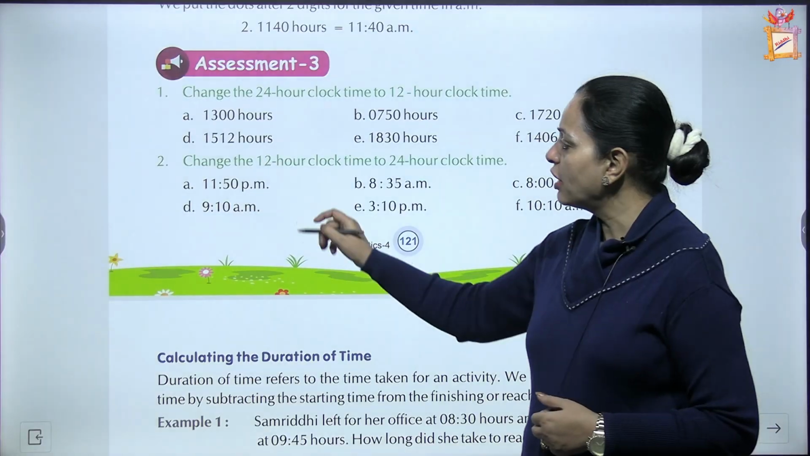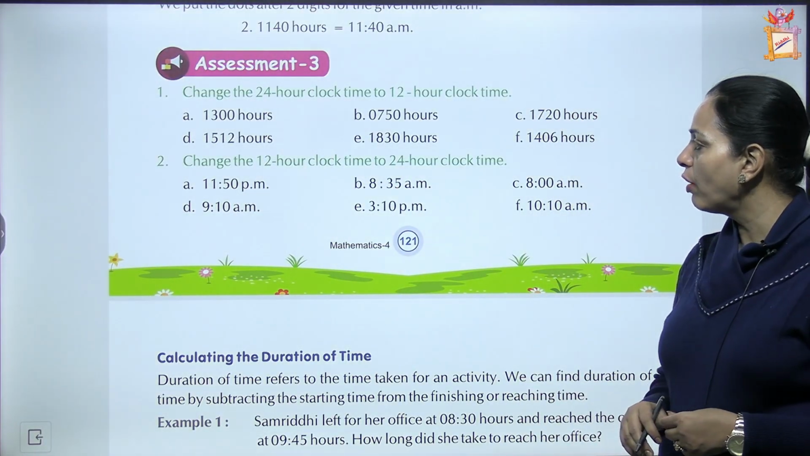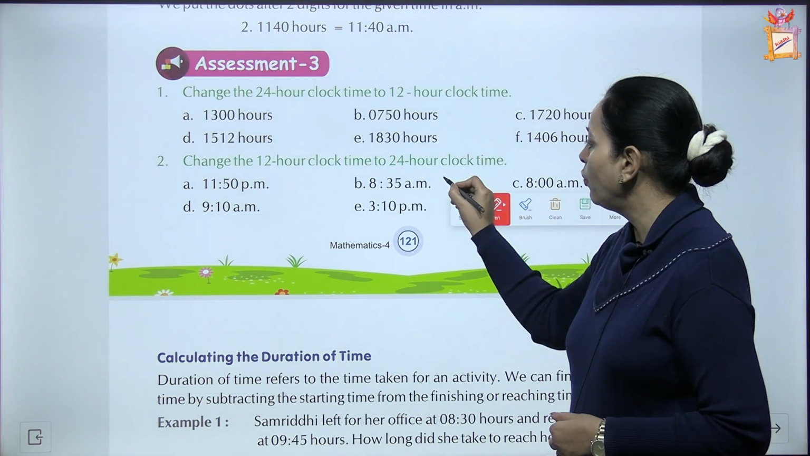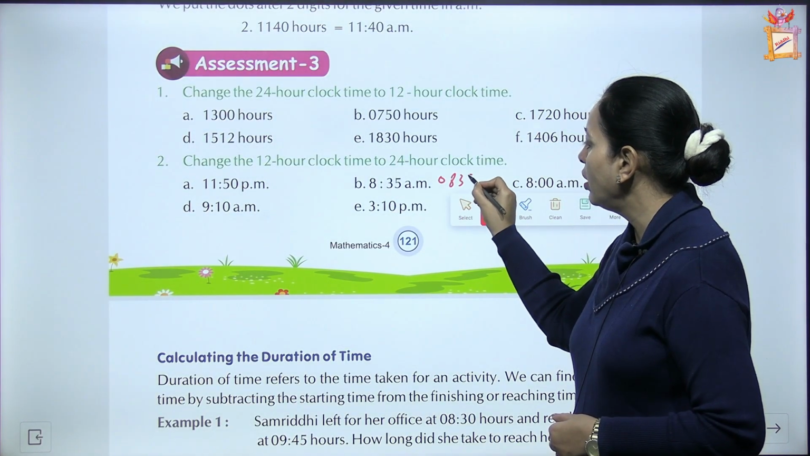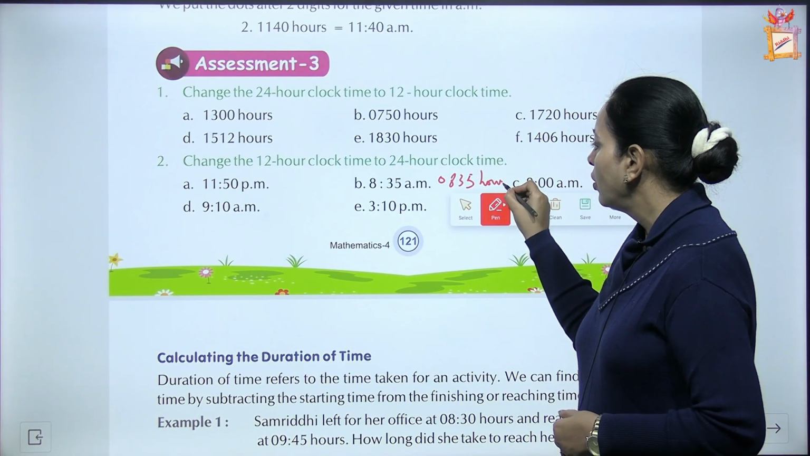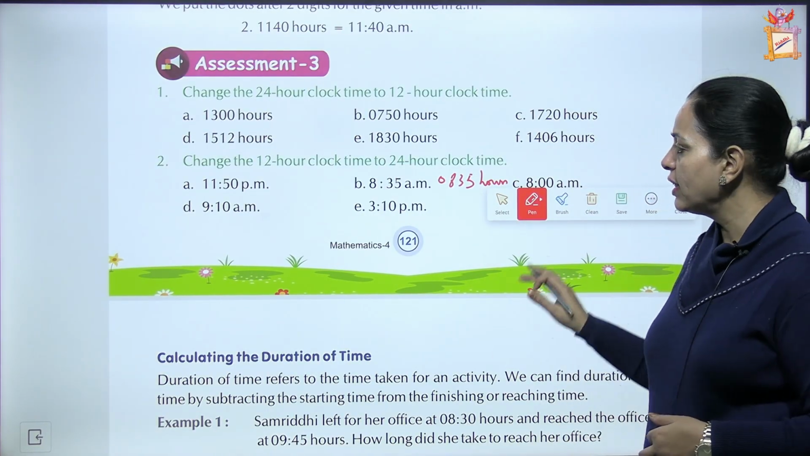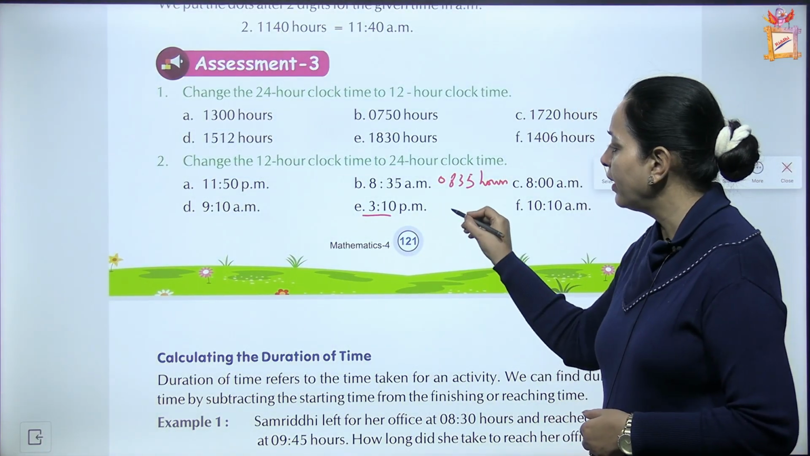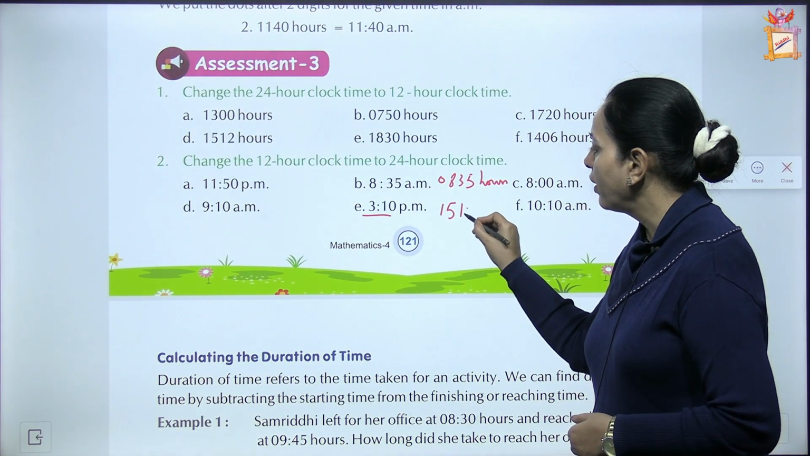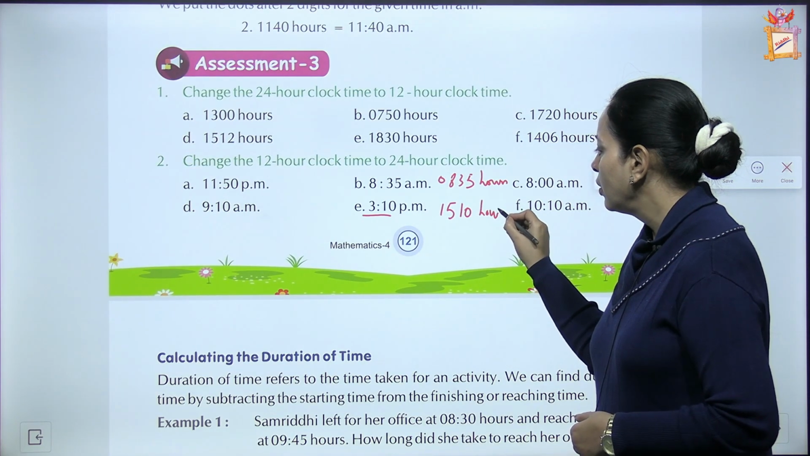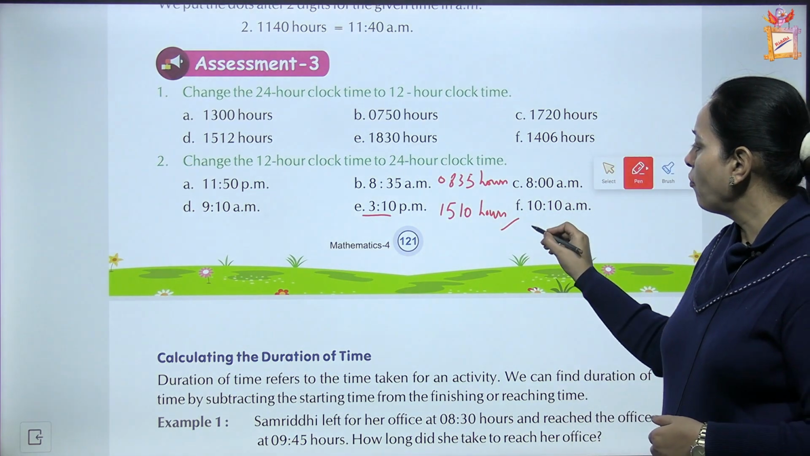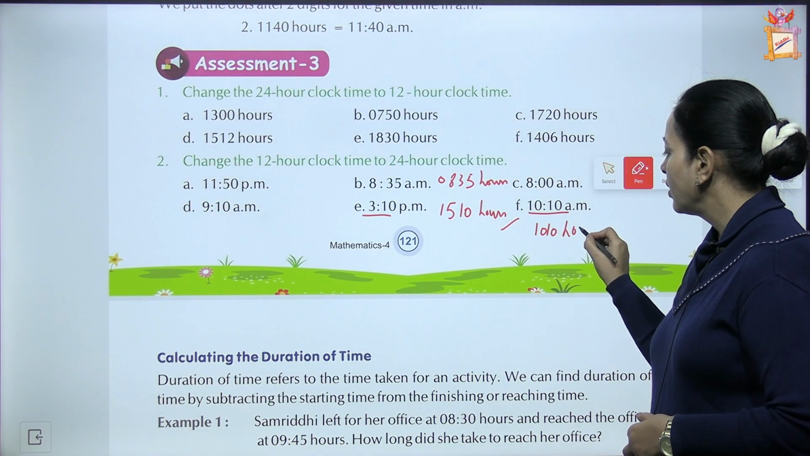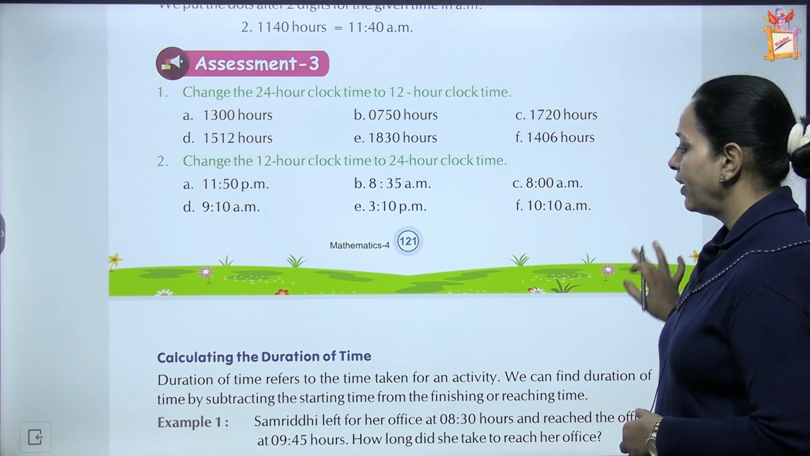The second one, change the 12-hour clock time to 24-hour clock time, like B part 8:35 AM. So what will you get? 0835 hours. We are not adding because this is the morning time. Now E part 3:10 PM. So we will add 1200. What will you get? 1510 hours. So like this. Like here F part 10:10 AM. So this is 1010 hours. This is very easy and interesting.